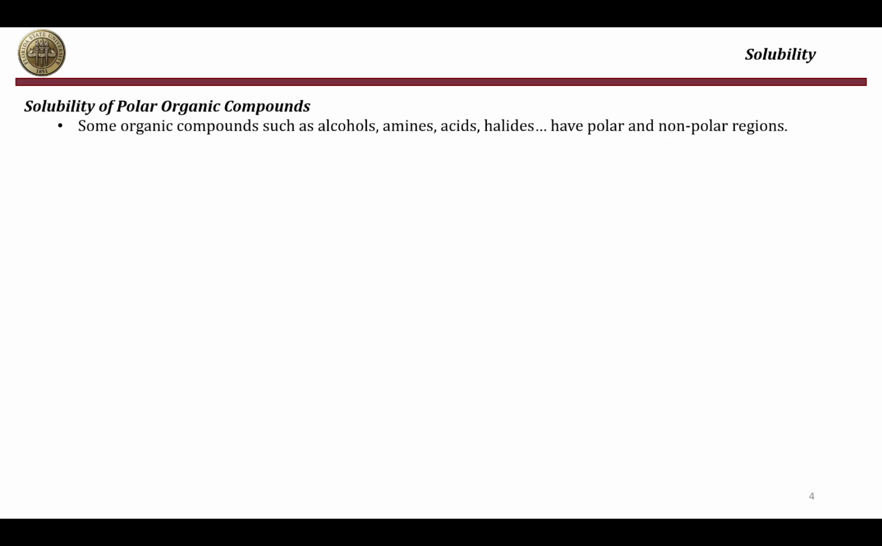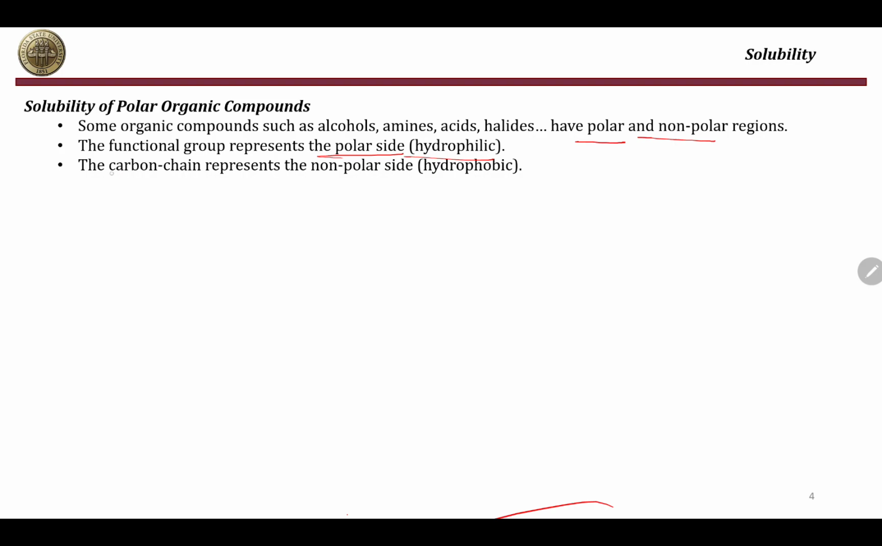Solubility of polar organic compounds. Some organic compounds are polar, such as alcohols, amines, acids, and halides. They are polar, but they have a polar side and a non-polar side. Usually, the functional group in the compound represents the polar side of the molecule, or the hydrophilic part of the molecule. The non-polar side is usually the carbon chain, and this is what we call the hydrophobic region of the compound. So usually these compounds will consist of a chain and a functional group.